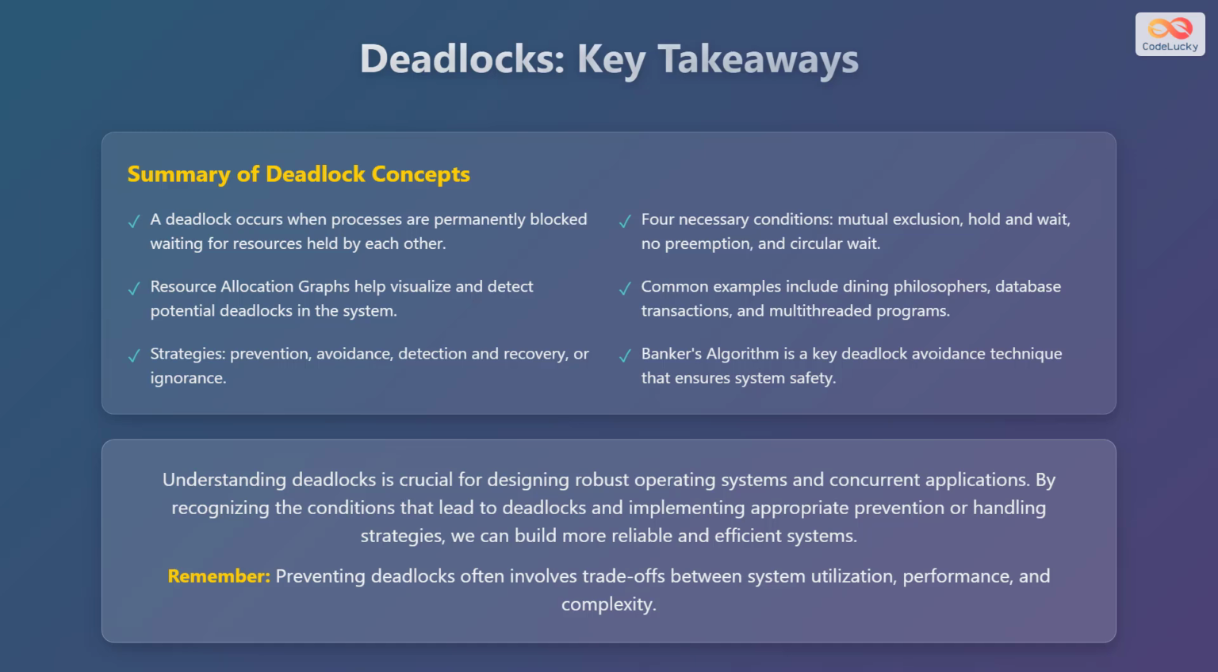Banker's algorithm is a key deadlock avoidance technique that ensures system safety. Understanding deadlocks is crucial for designing robust operating systems and concurrent applications. By recognizing the conditions that lead to deadlocks and implementing appropriate prevention or handling strategies, we can build more reliable and efficient systems. Preventing deadlocks often involves trade-offs between system utilization, performance, and complexity.